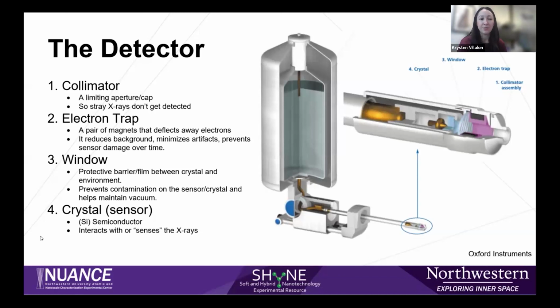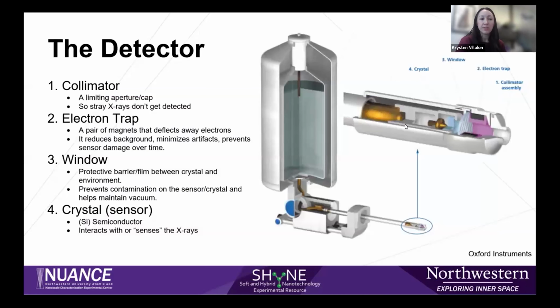The sensor is the last thing we'll talk about. Then there's a window. There's also windowless detectors, but there's often a window behind the electron trap. This is a protective barrier or film between the final sensor crystal and the rest of the environment, and this will help mainly to prevent contamination on the crystal, also helps maintaining vacuum. And then we have the crystal, the sensor, the literal detecting part of the detector. This is usually a silicon semiconductor that's going to interact with the X-rays.